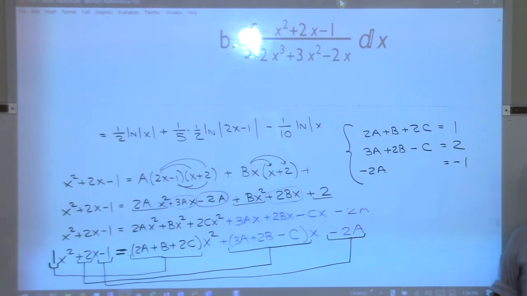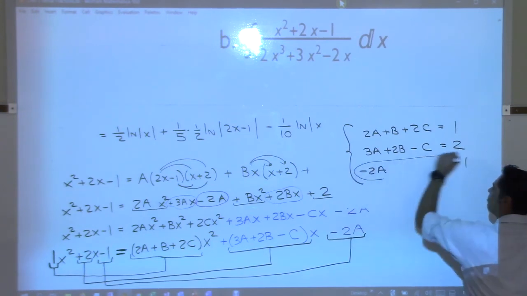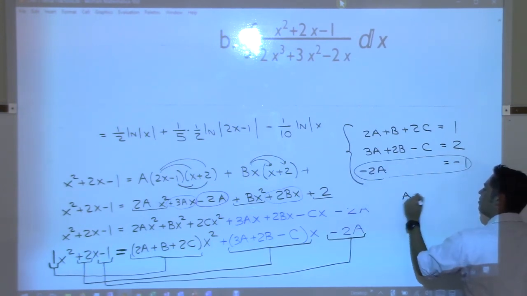We have to do it by hand because we don't have the calculator, but fortunately, we do have that A is equal to a half, right? Okay, so I can just tell by this equation right here, A is equal to a half.